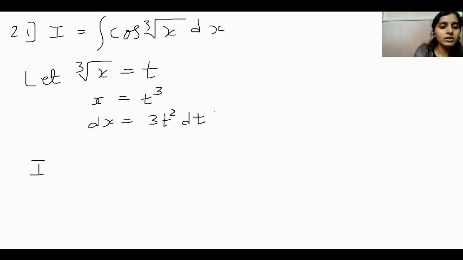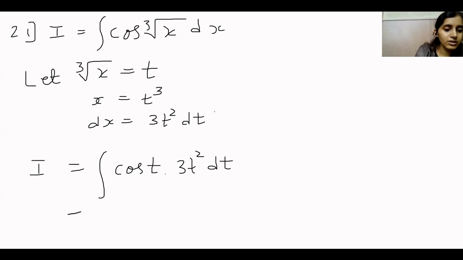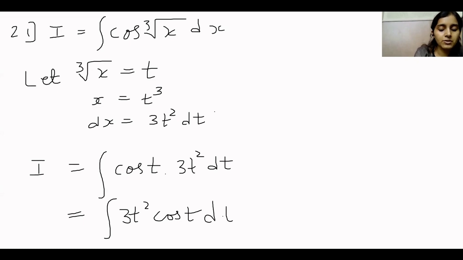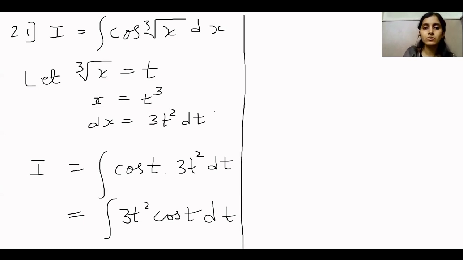So I will be equal to integration of cos of t into dx, which is 3t square dt, which we'll have to rearrange and write as 3t square cos t for our LIATE rule. What is the LIATE rule? Logarithmic, inverse, algebraic, and then trigonometric. So I'll put the algebraic function first, 3t square, and then the trigonometric function. We'll use integral uv dx. What is the formula? Integral uv dx is equal to u integral v dx, minus integration of d by dx of u integral v dx.